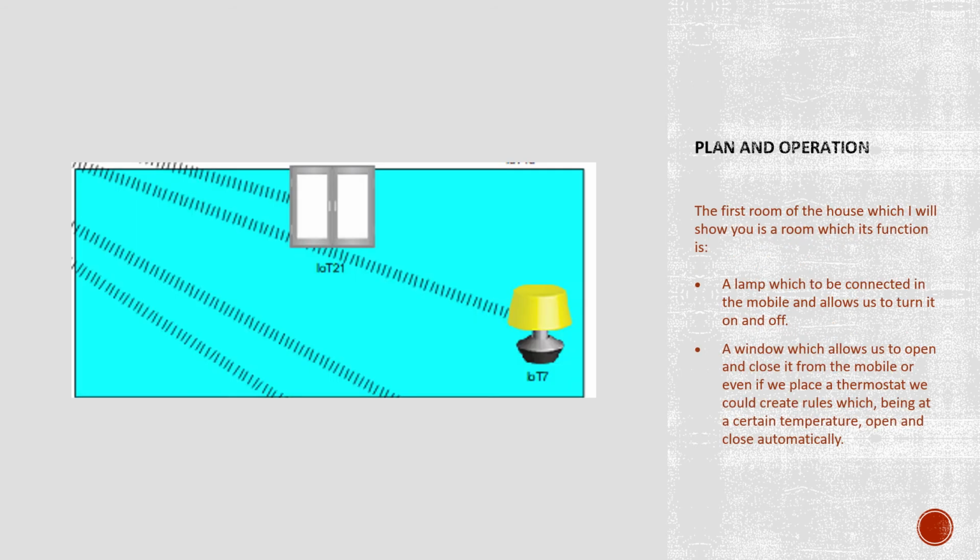The first room of the house I will show you has a lamp connected to the mobile, which allows us to turn it on or off, and a window which allows us to open and close it from the mobile. Or even if we place a thermostat, we could create rules to open and close it automatically at certain temperatures. It's the same for display.